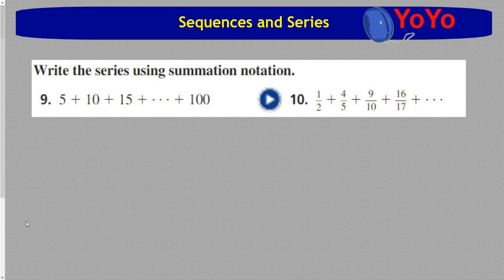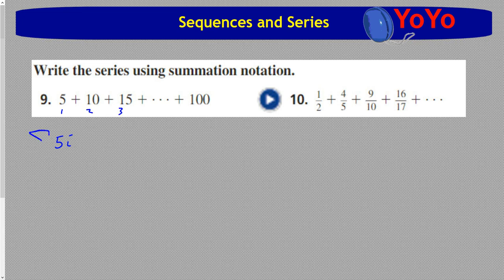Okay, so we need to write this using summation notation. So again, we have to find a rule first. 5, 10, 15, etc. Looks like we're going up by 5. Those are easy ones because that's just going to be 5 times the index. Right? If this is a 1 and a 2 and a 3, multiply those by 5, I get 5, 10, and 15. It works just fine.